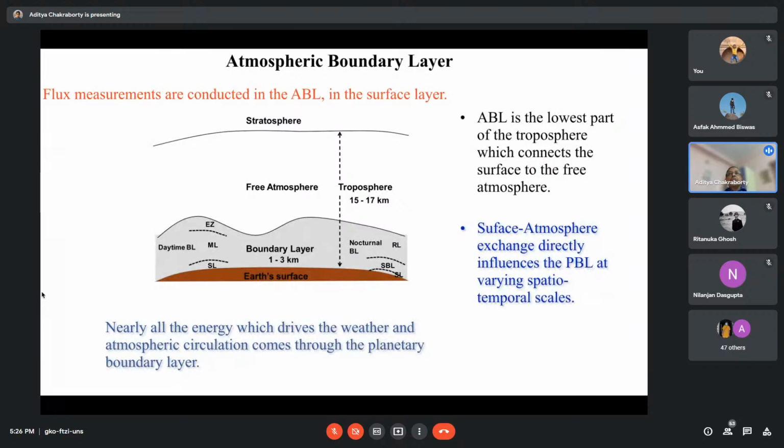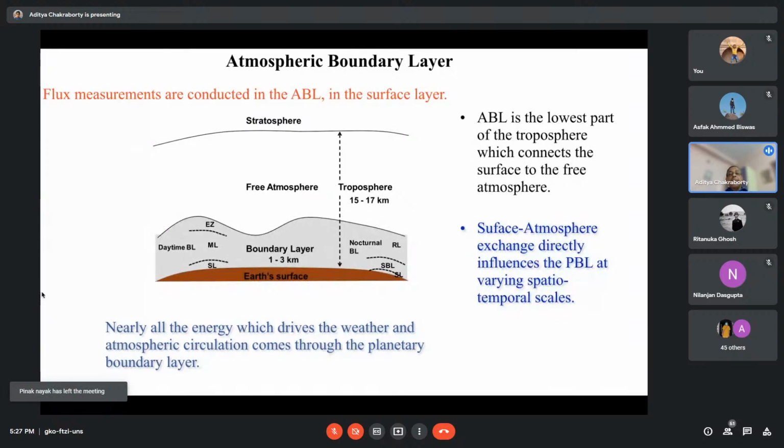And since this flux also depends very heavily on the wind velocity, particularly the vertical wind speed, and wind velocity also depends on the temperature, hence it depends on the boundary layer processes. And one more thing to be noted here is that all the energy which drives the weather and atmospheric circulation comes through the planetary boundary layer.